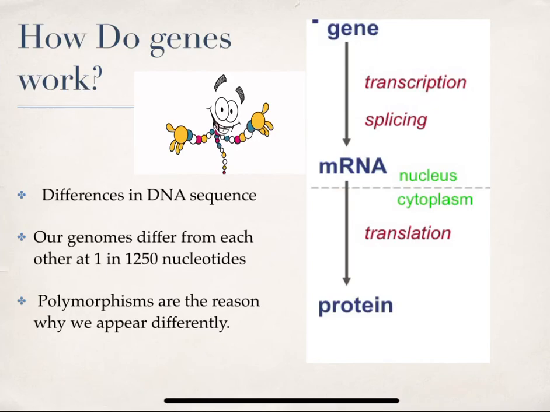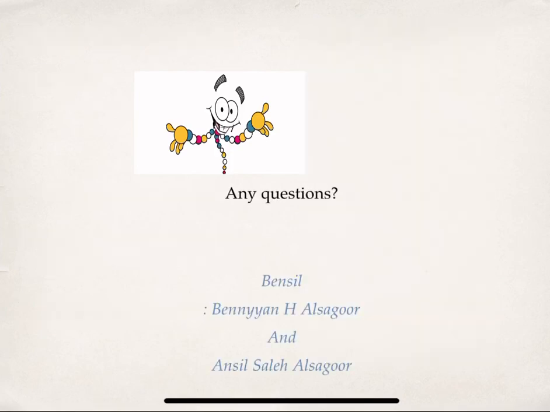Differences in DNA sequences. Our genomes differ from each other at 1 in 250 nucleotides. Polymorphisms are the reason why we appear differently. Thank you. I hope you now understand.